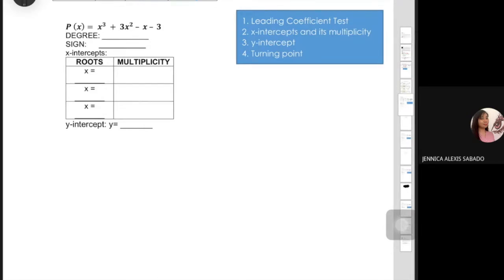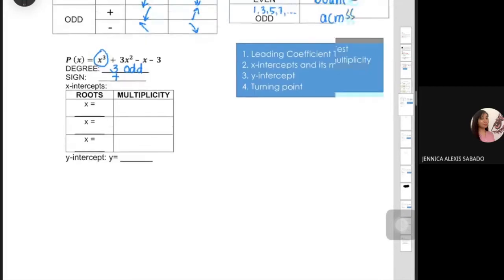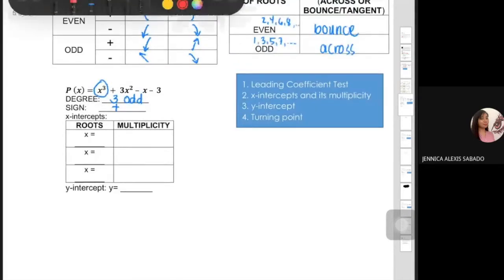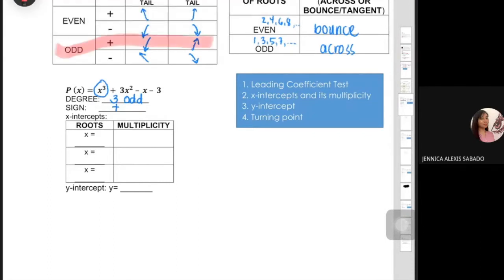Alamin natin ang degree and the sign. So in this case, we have here the degree of your polynomial as 3. At ang 3 ba ay odd or even? This is odd. Also, check its sign. Ang x cube natin ay positive. So, positive odd. Mamaya sa graph, gagamitin natin yung positive odd. So, asan yung positive odd? Ito yon. This will be the tails of our polynomial later.